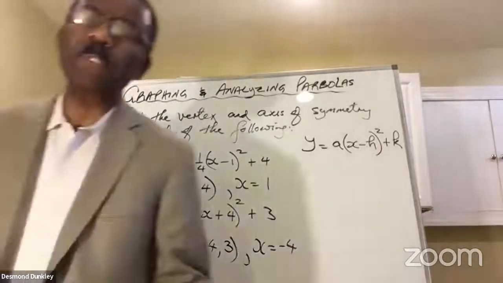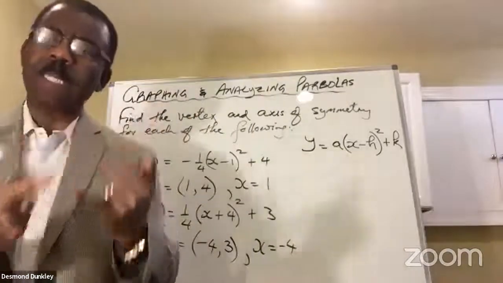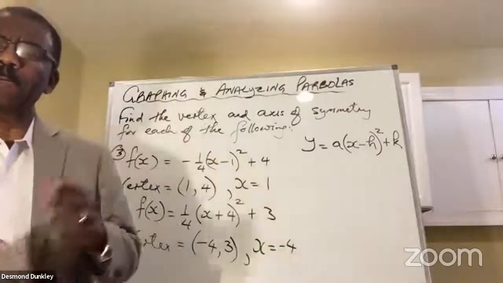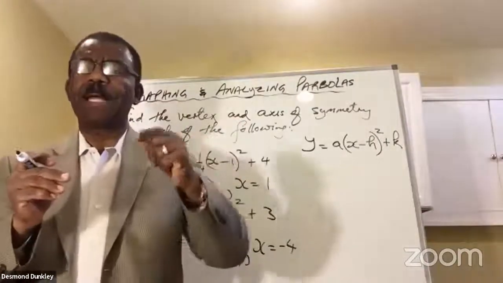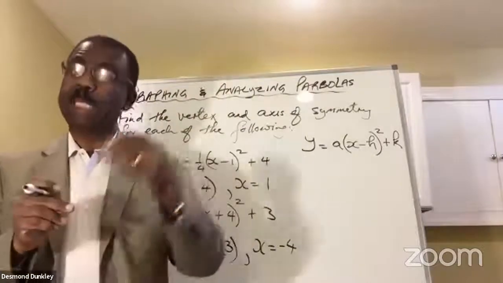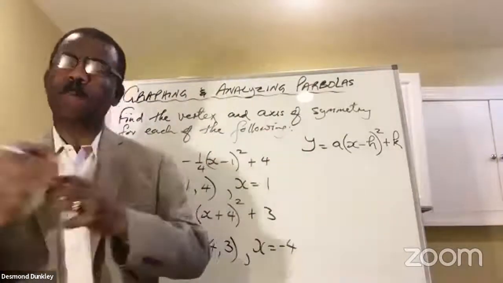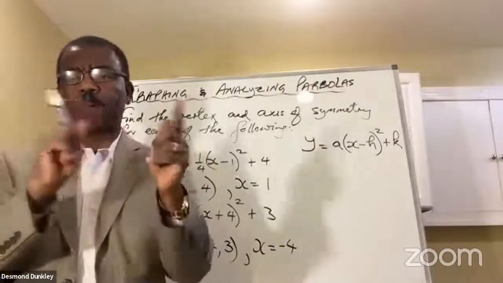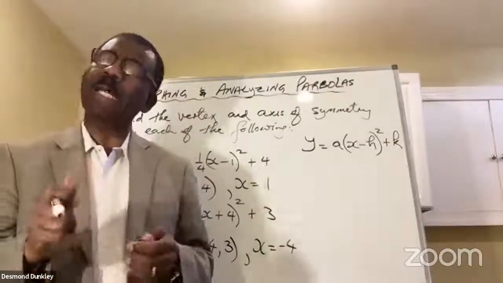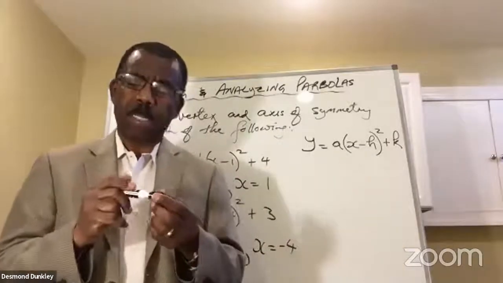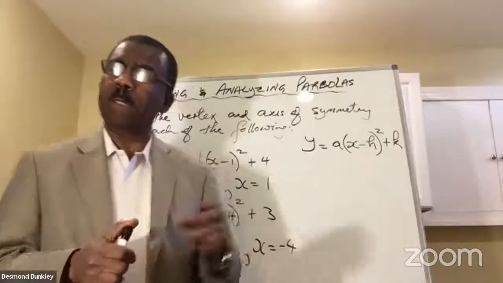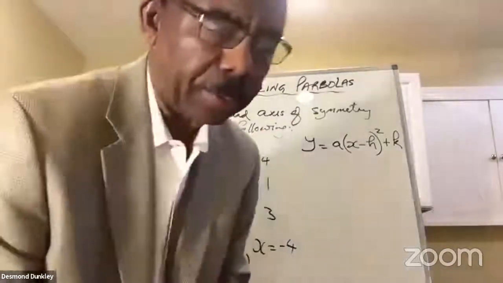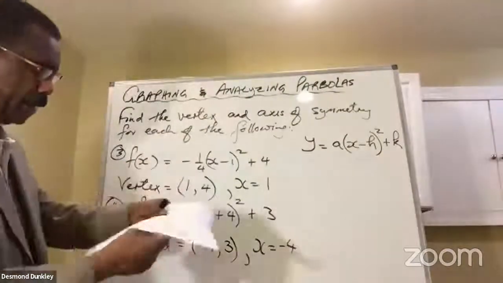So now that we know how to pick out the vertex and the axis of symmetry, what we need to be able to do now is to convert a standard form or a general form to the vertex form, and also vice versa. Okay, so we need to be able to convert from one to the other. I did cover that in a previous video, but because it's very important to this, I need to do it in this section again. Okay, so bear with me as we go into that now.